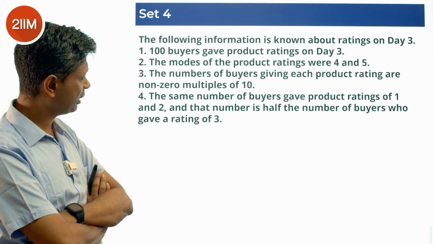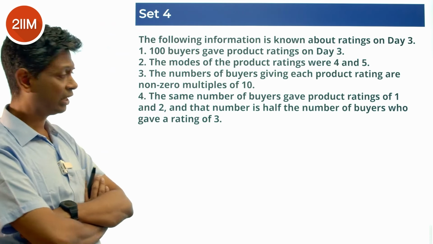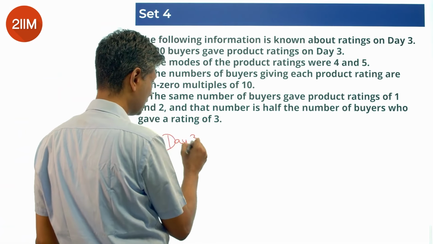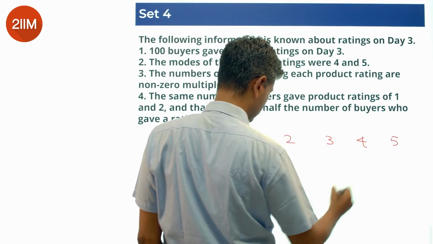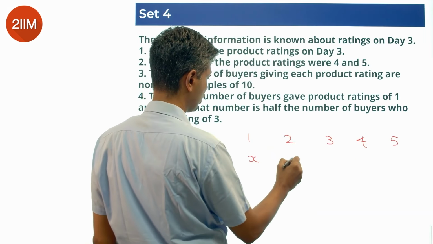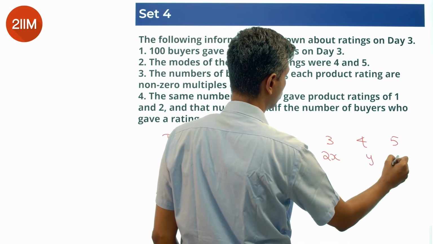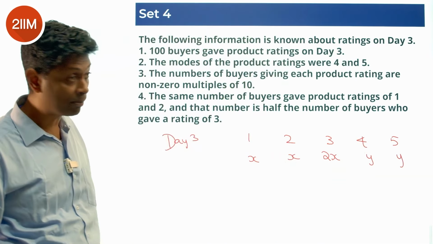The same number of buyers gave ratings of 1 and 2, and the number is half the number of buyers who gave a rating of 3. Oh, nice. This is day 3. Ratings of 1, 2, 3, 4, 5. X people here, same X people here, 2X people here, Y and Y, Y greater than X, because 4 and 5 are the modes.